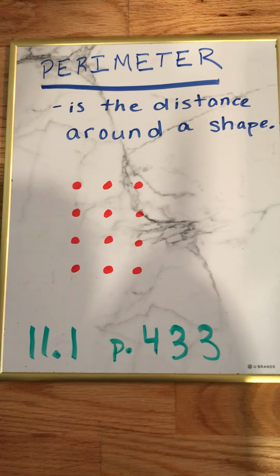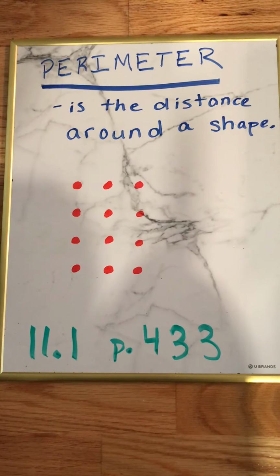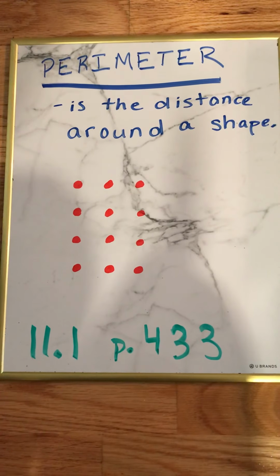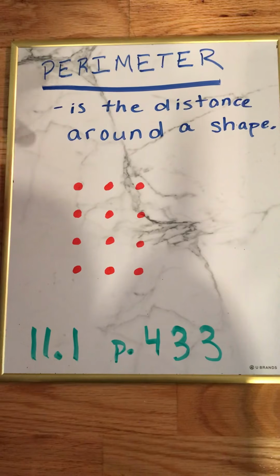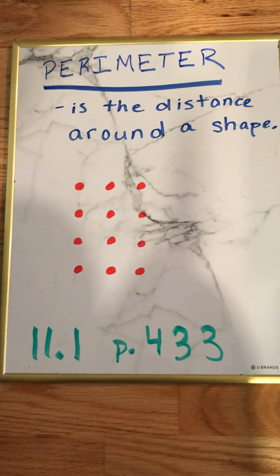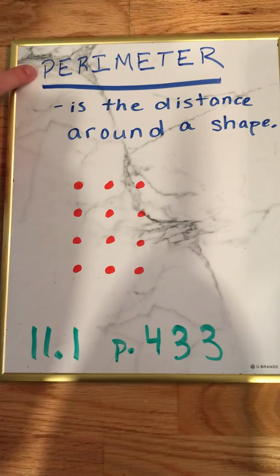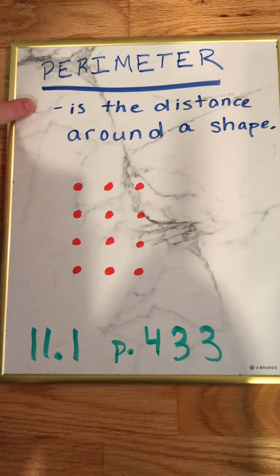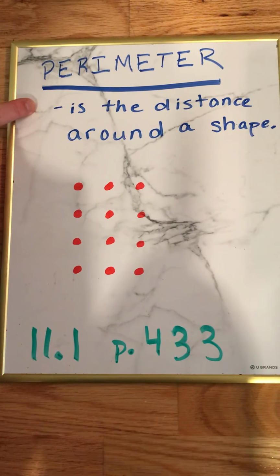Some of you may say, Mr. White, this was too easy. We need harder stuff, which is great. But I still wanted to make a video just in case you needed a little refresher here. So what does perimeter mean? It is the distance around a shape.